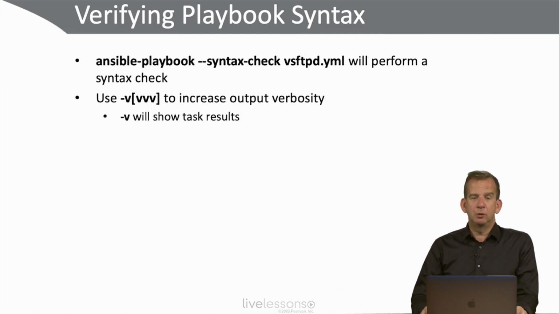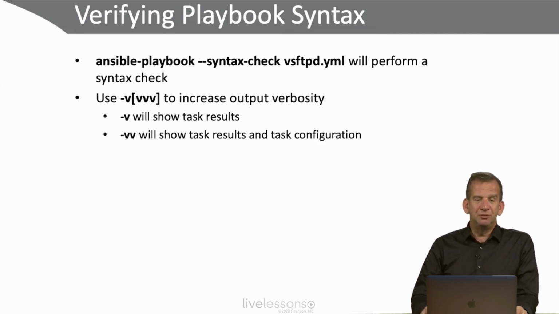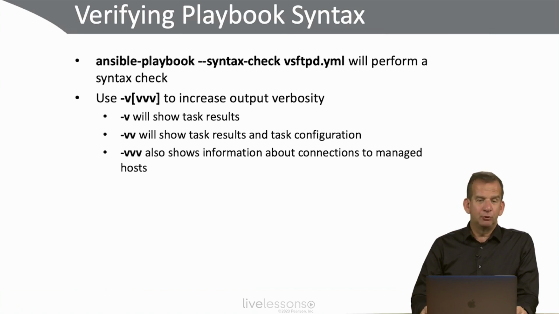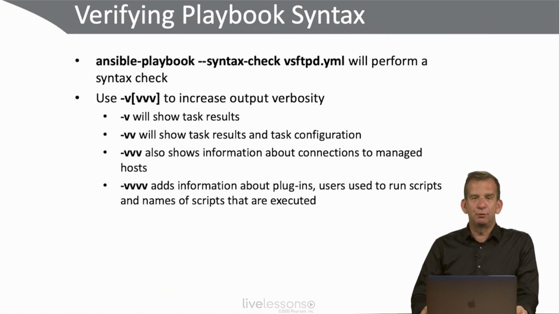So -v will only show task results. -vv will show task results and task configuration. Triple v will show information about the connections to managed hosts. And 4 v's will add information about plugins and users that are used and names of scripts that are executed. And that is very useful if things go wrong.